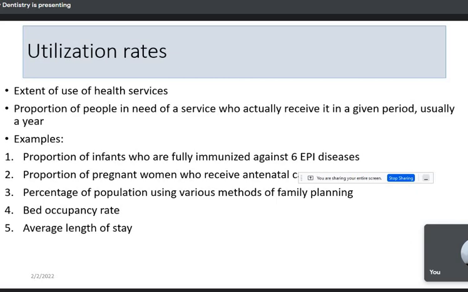The government of Nepal has provided vaccination for the child up to almost 5 years of age, and there are many other nutrition programs also for children under 5 years of age. So the government has provided those services, but it's the people who have to utilize them. To understand whether the people have utilized them properly, there is another indicator called the utilization rate. In the first example you see here, the proportion of infants who are fully immunized against the 6 EPI diseases. EPI means expanded program on immunization.